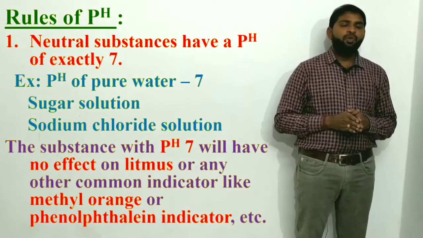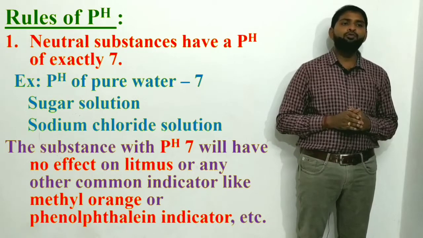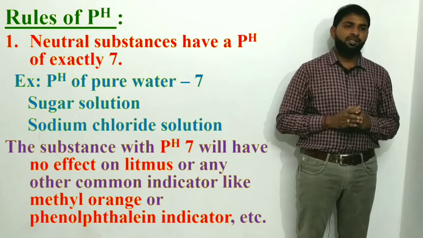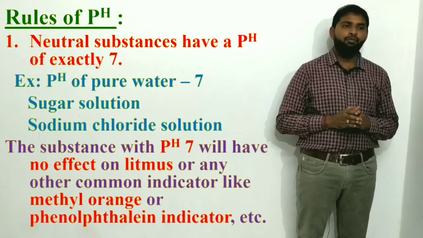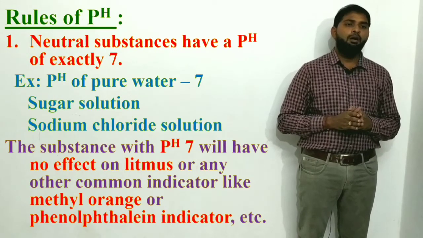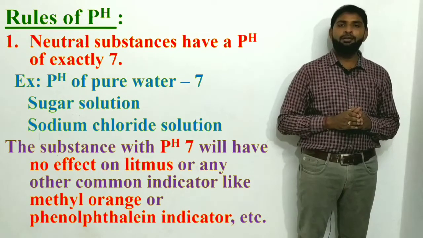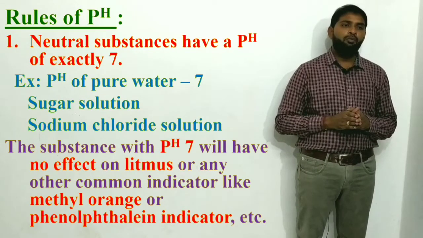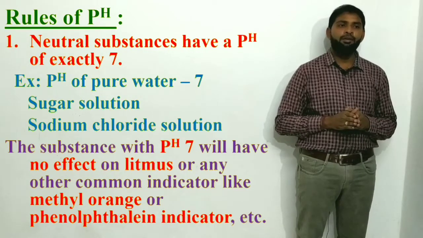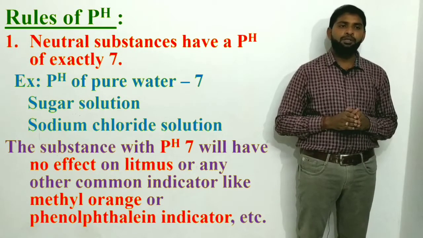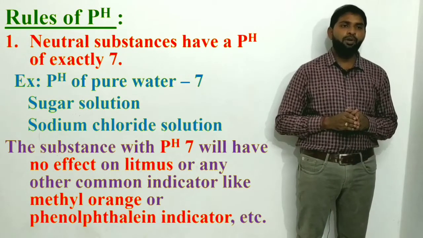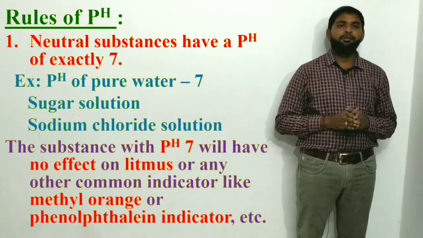The substance with pH 7 will have no effect on litmus paper or litmus solution or any other common indicator like methyl orange or phenolphthalein indicators.